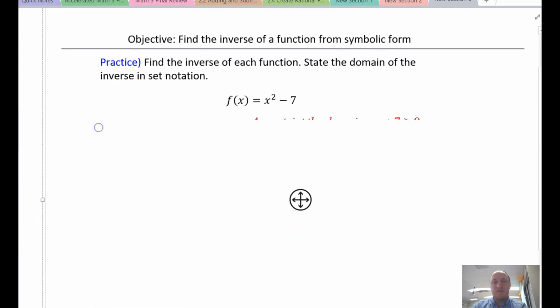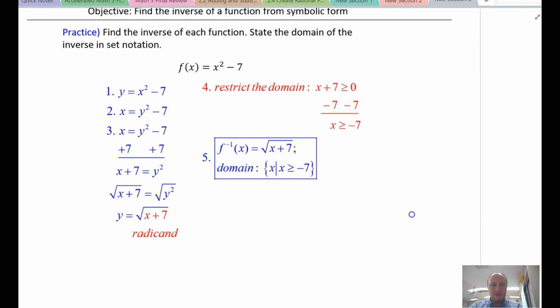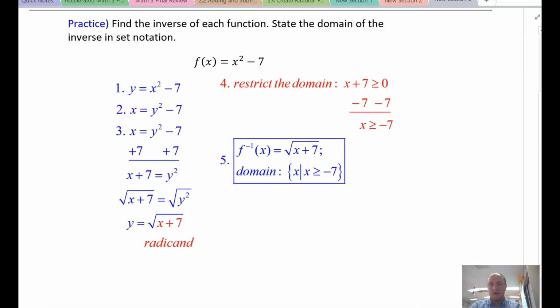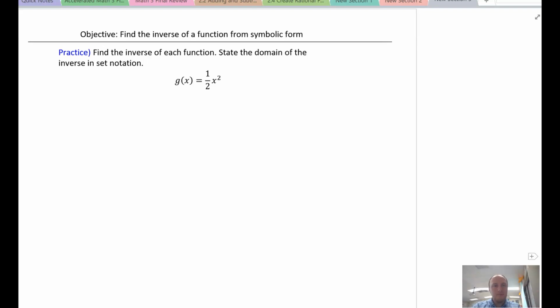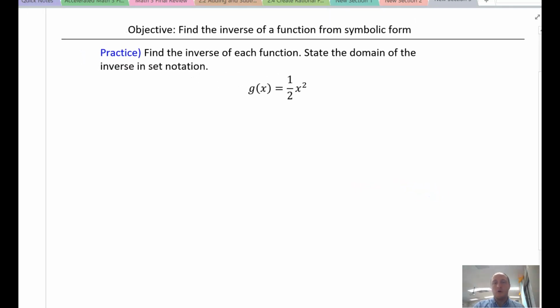Okay, next example. Please go ahead, pause the video, try this example, and then check the answers here. Okay, here are your answers. Did you get it? All right, one more. Here you go, last example for quadratics. Okay, hopefully you found the answer, and here is the solution.